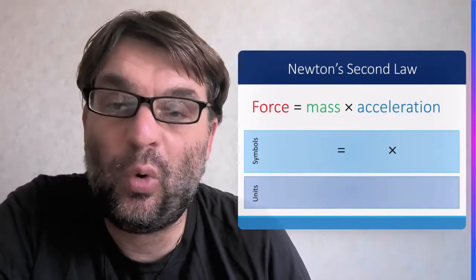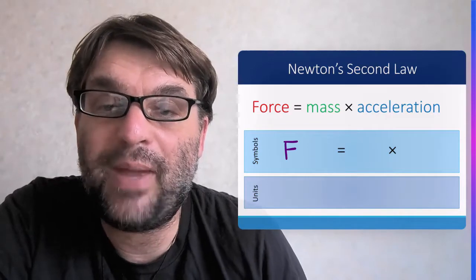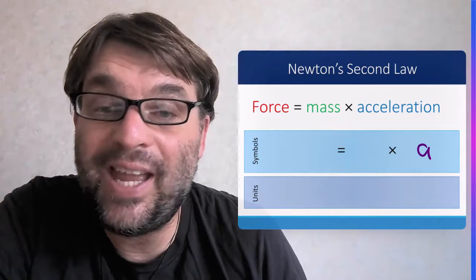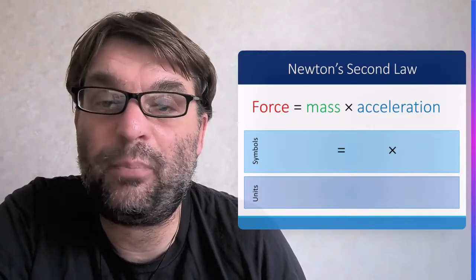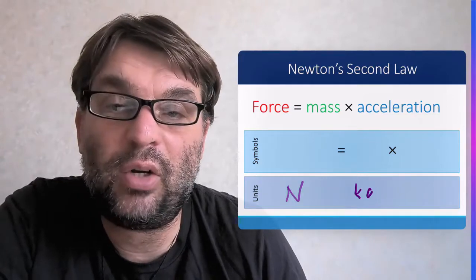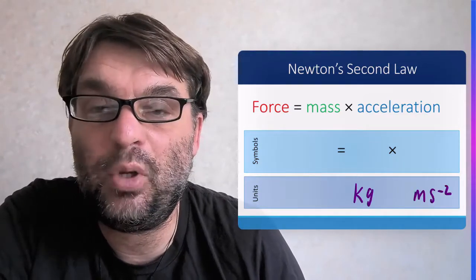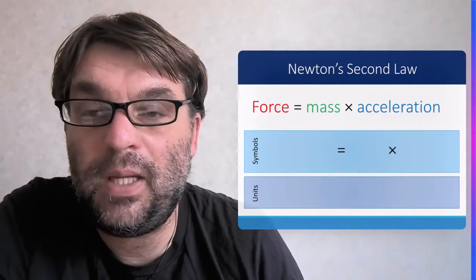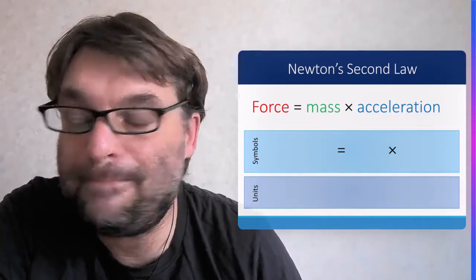So the symbol for force is F, the symbol for mass is little m, and the symbol for acceleration is a. And the units, of course, from our previous lesson, are: force is in newtons, mass is in kilograms, and acceleration is in meters per second squared. That's why the SI units of newtons are kilograms meters per second squared.